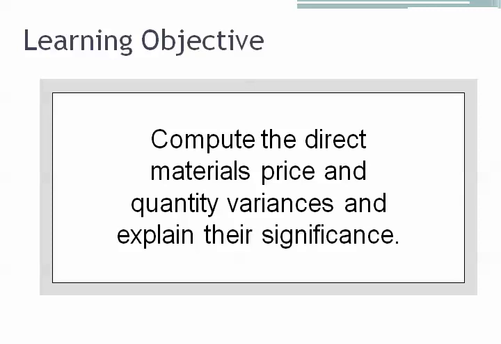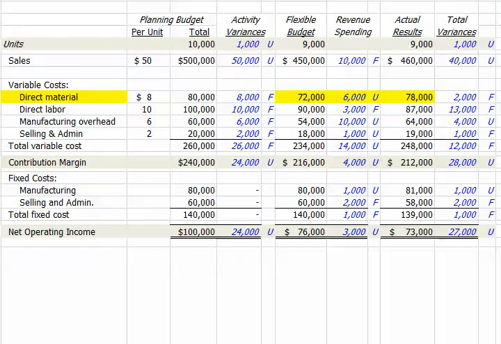In this learning objective, we're going to compute the direct materials price and quantity variances and explain their significance. Recall when we prepared our performance budget report, we calculated a spending variance, which was the difference for direct materials between our actual results of $78,000 and our flexible budget amount of $72,000.